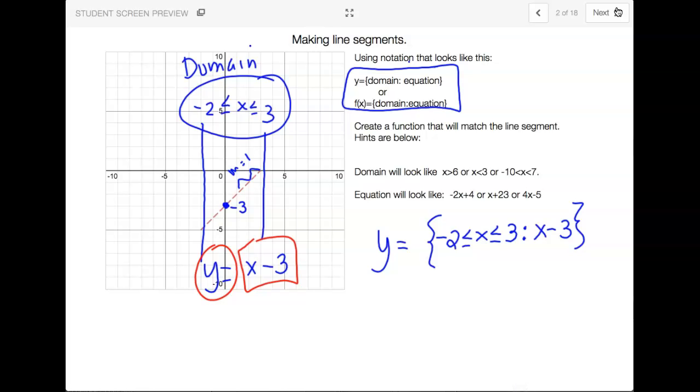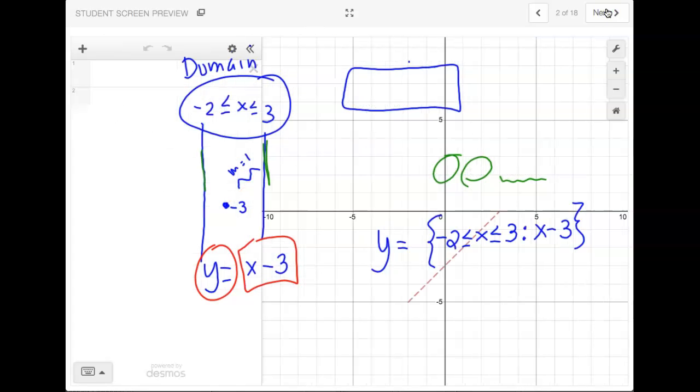Now sometimes your domain is a whole interval where it's less than or equal to just one number. There's not two cutoffs like we have here. So you might have statements like these versus having two endpoints to it. All right, so let's go ahead and practice typing that in.